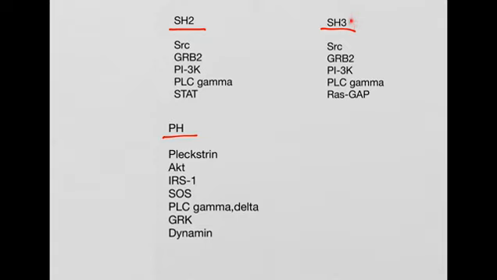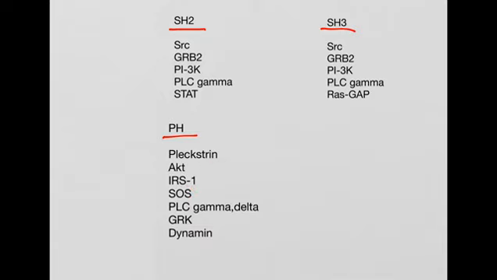What has SH3 is, of course, Src, and the adapter proteins like GRB2 and Shc. PI3 kinase has SH3, as do these two proteins. There's RasGAP, which is essentially activated by the same processes that lead to the activation of Ras. It's just one step behind it, basically. And then the pleckstrin homology domain is found on these proteins and plenty of others.